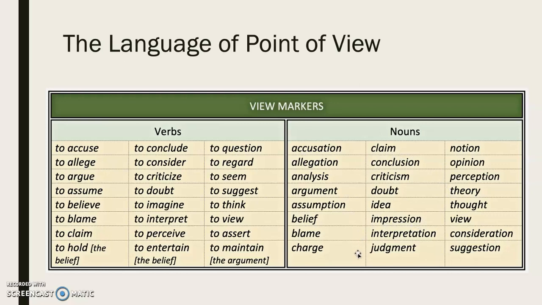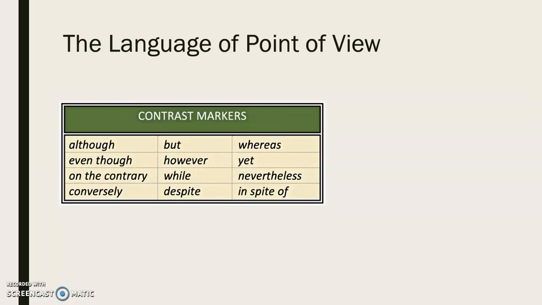These words here are also used to show that the writer is going to talk about a point of view. You should take some time to read these words, make sure you understand them, and then move on in the video. Here are some contrast markers: although, even though, but, however, yet. You should read these and also make sure you understand them before you move on in the video.